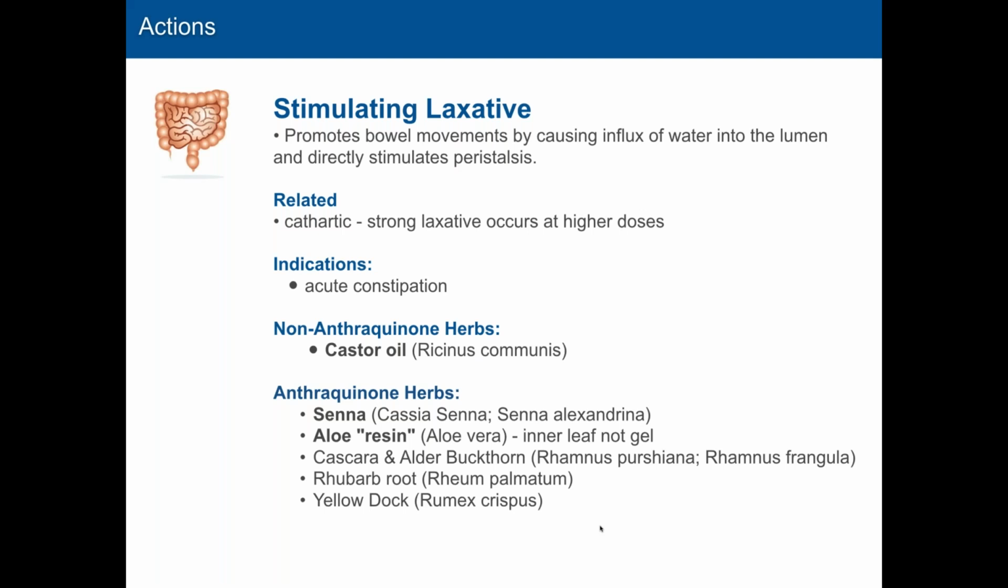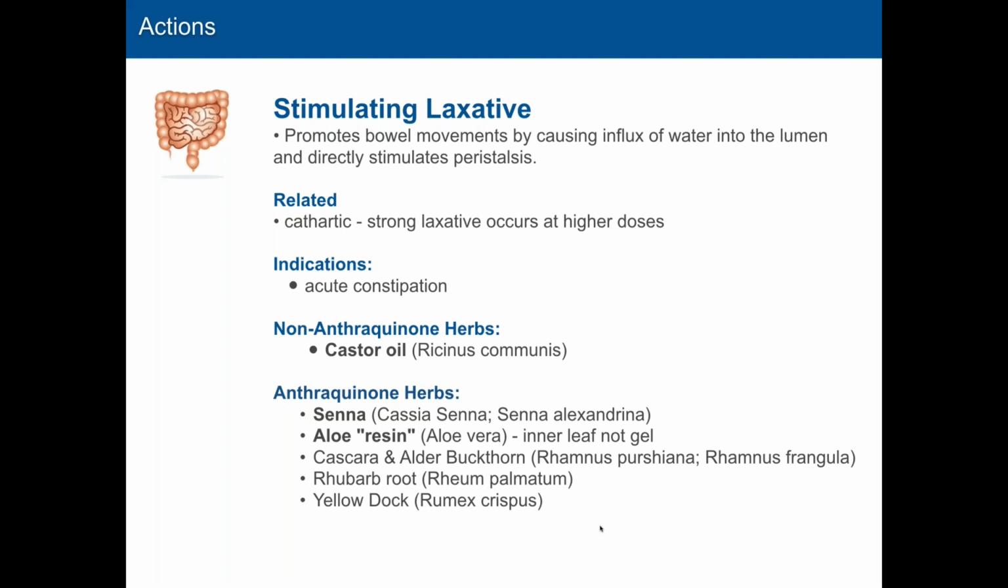Rhubarb root. Rhubarb, the plant, is used as a food; the stalks are. The leaves, just as an aside, are dangerous because they contain oxalic acid, which can cause kidney stones. But the roots contain anthraquinone glycosides. They use rhubarb root in Chinese medicine as a laxative, and it also has some antimicrobial effects as well. I think anthraquinone glycosides and anthraquinones do have some antimicrobial effects.